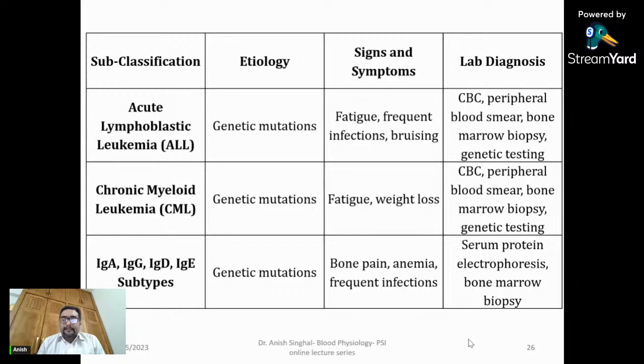The signs and symptoms are vague, but there is a very high chance that you will be more prone to infections. Then the diagnosis. The most important diagnosis is the absolute WBC count, where you will see that the counts are more than 30,000, and you can confirm which cells are more by doing the peripheral smear differential leukocyte count. Then you can confirm by getting the marrow biopsy. In the marrow biopsy the ratio of the myeloid series would be altered, and you can confirm.